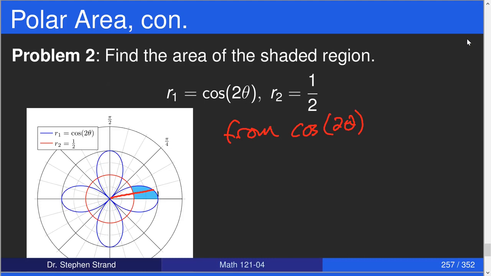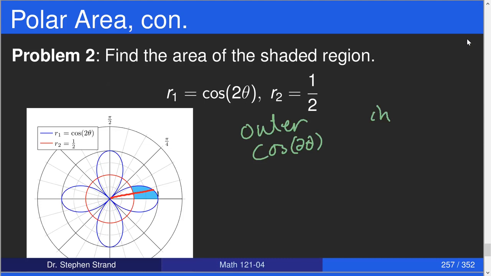so maybe "from" is not the right phrasing here. We can kind of think of there's an outer function, which is cosine of 2 theta, and there's an inner function that we're going to have to subtract, which is going to be the constant radius 1/2 that generates that red circle. Okay, and so what we're going to do is find the area under cosine, and then subtract the area under 1/2, over the appropriate range.